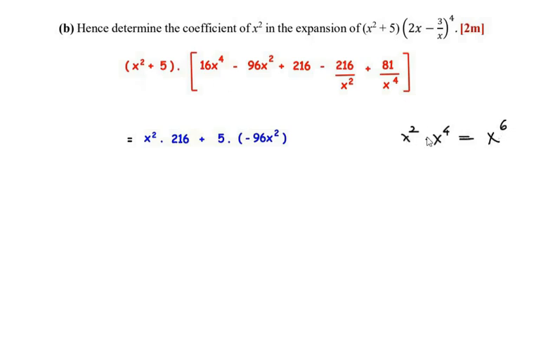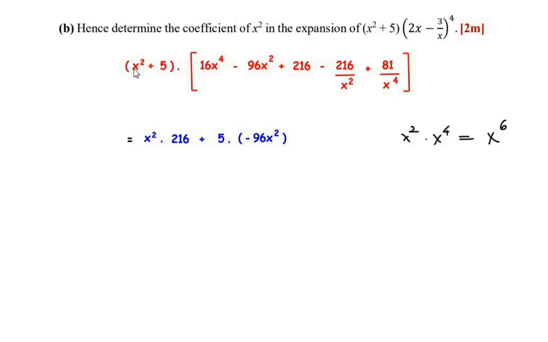So wherever the terms are getting multiplied, the powers will get added. Now since we do not need the x to the power of 6 term, we are not going to multiply these two terms. Now let us check with the next one. So x square multiplied with negative 96 x square. So x square times x square, the power is going to be x to the power of 4. Again we are going to discard it. Now x square times 216 gives us 216 x square. So we are going to take this term because it gives us the coefficient of x square.